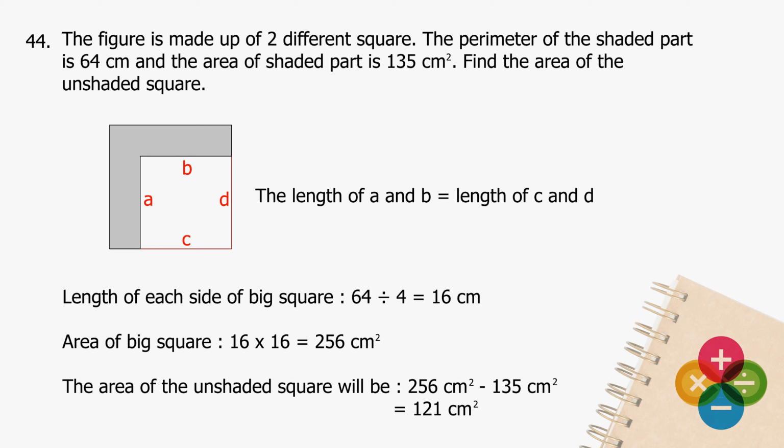The area of the big square will be 16 cm multiplied by 16 cm and you will get 256 cm square. Minus 256 cm square by the shaded part 135 cm square. Your answer for the unshaded square will be 121 cm square.